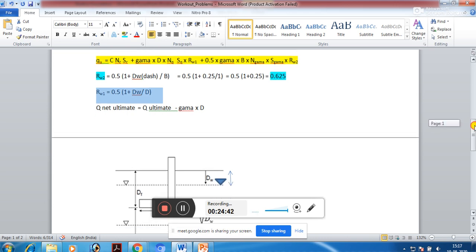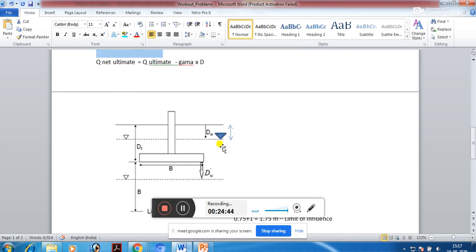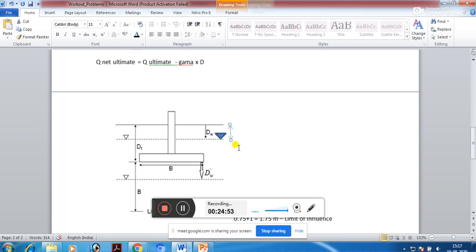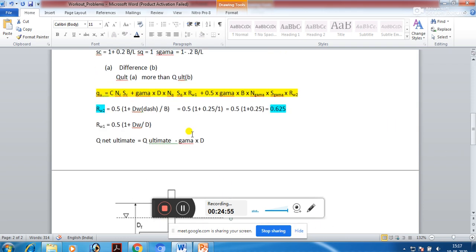Now you tell me, what will be the value of dW in this case? Can anyone tell? This is your dW. So what is the dW value? It is 0.35. dW is nothing but 0.35.